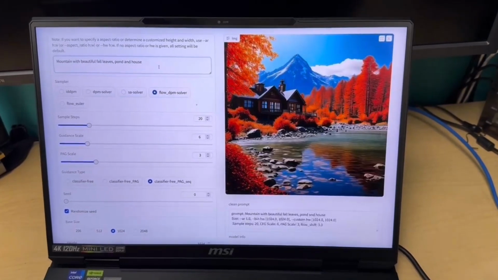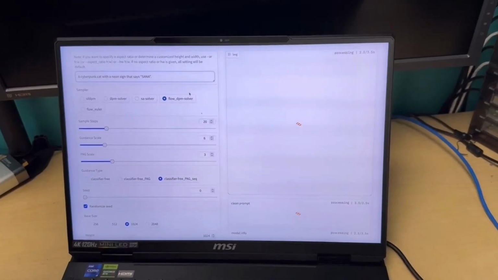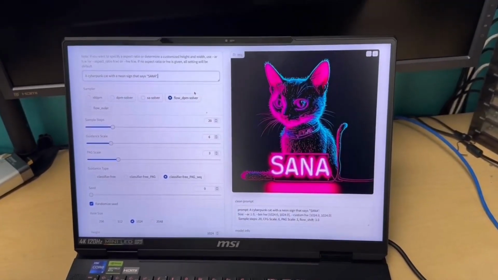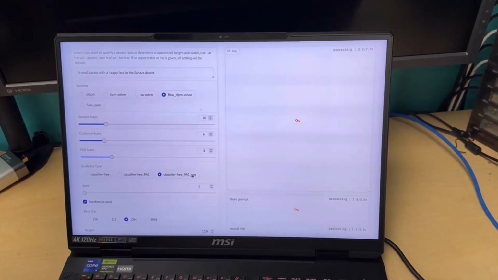Sanaa is more than a tool, it's a revolution in content creation. Fast, powerful, and deployable on everyday hardware, Sanaa empowers creators everywhere to push the boundaries of what's possible.